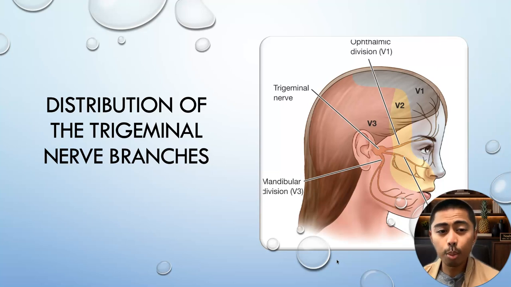Just know that trigeminal neuralgia most commonly affects V2 and V3, so cheek and jaw pain are going to be common. So if your patient has facial pain that's triggered by brushing their teeth, it's more likely that they have trigeminal neuralgia, not a dental type of pathology.